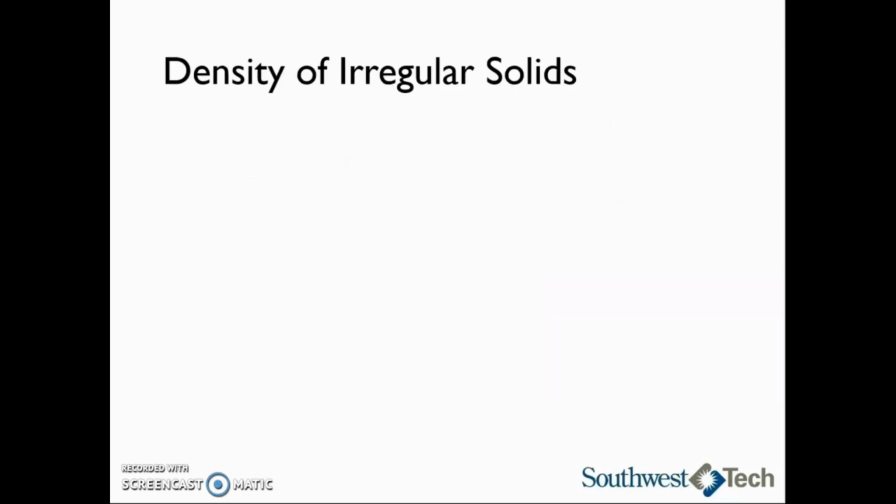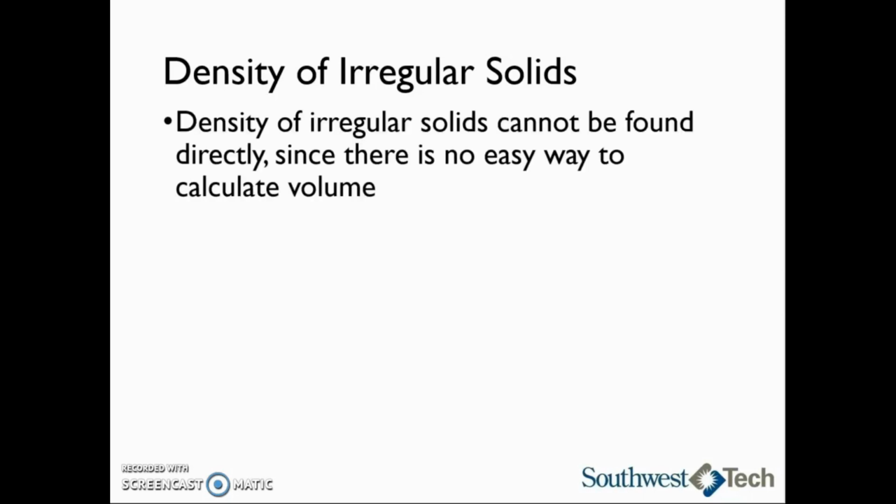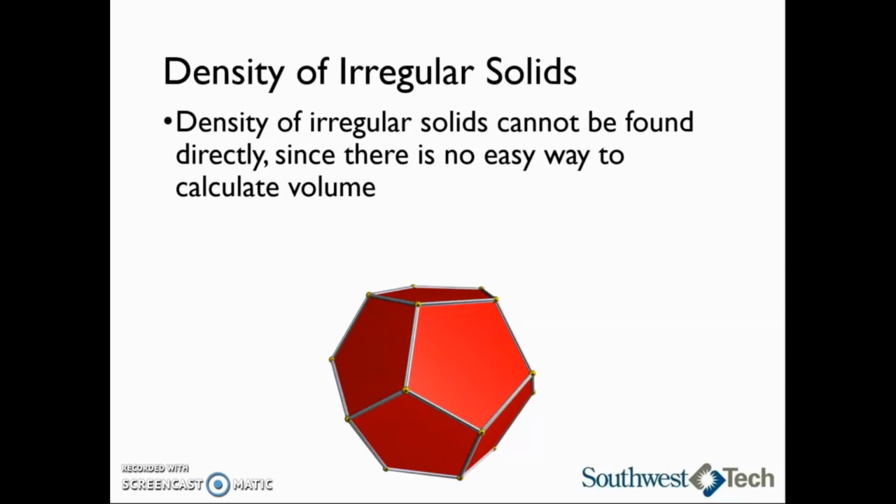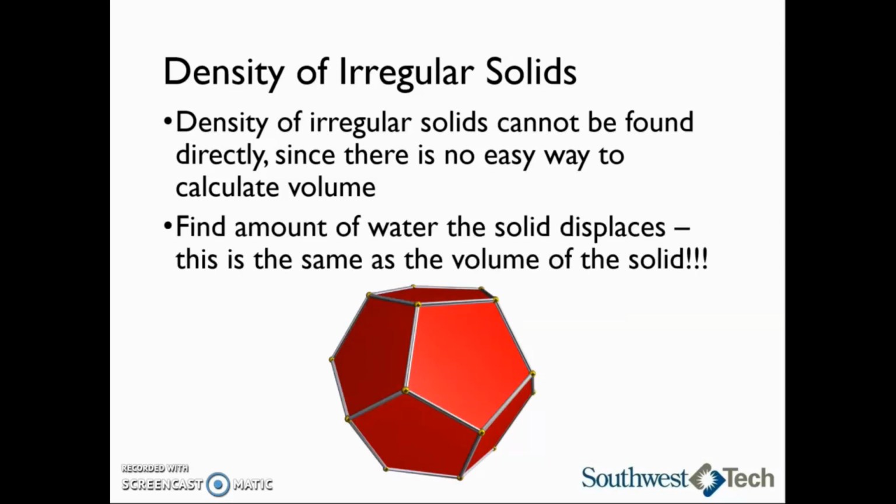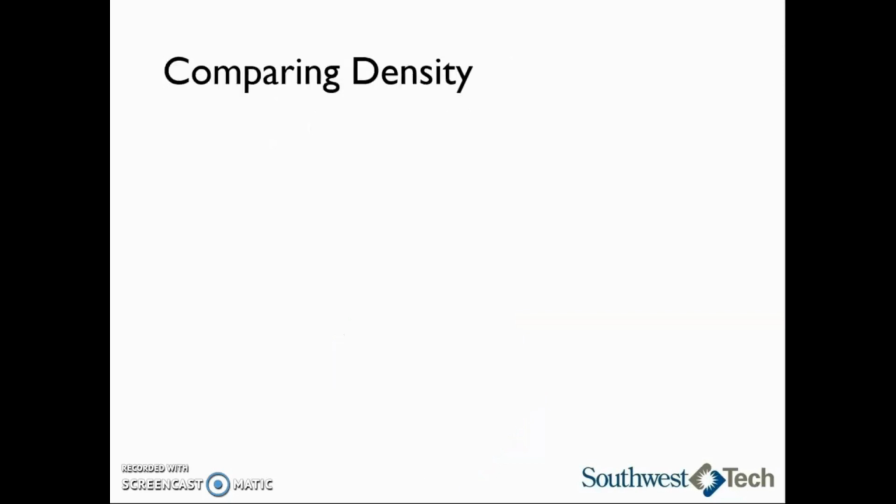Sometimes you might encounter an object that has an irregular shape or one that you don't know how to calculate its volume. In these cases, the density of irregular solids cannot be found directly because there are no easy ways to calculate the volume. Instead, you can find the amount of water the solid displaces. The amount of water the solid displaces will have the same volume as the irregular object. This is true because the density of water is 1 gram per cubic centimeter or 1,000 kilograms per cubic meter. We will discuss more about why this is true in the next chapter.